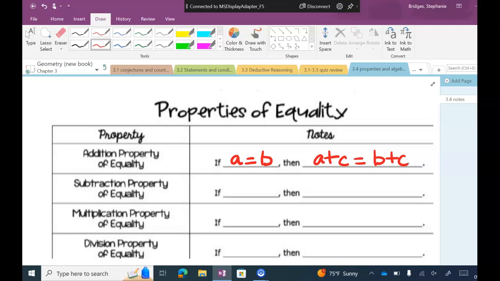You know how when you solve equations, if you have like 2x minus 3, you add 3 to both sides? That's the addition property of equality. You're using it, you just don't realize it's a property. Is everybody okay with that?